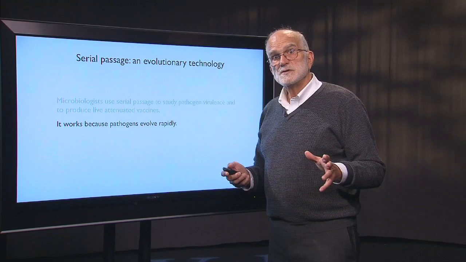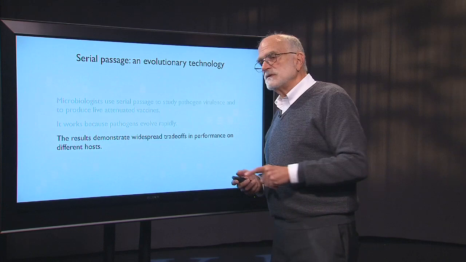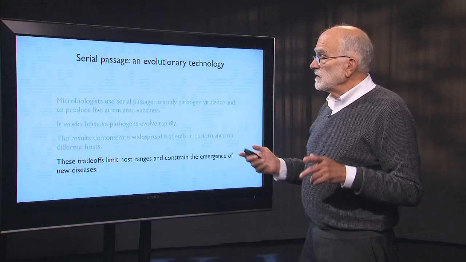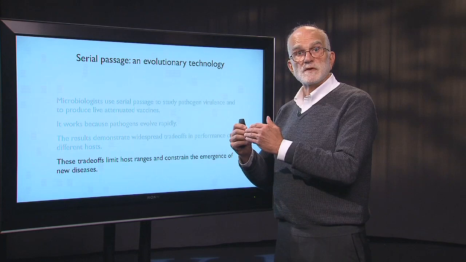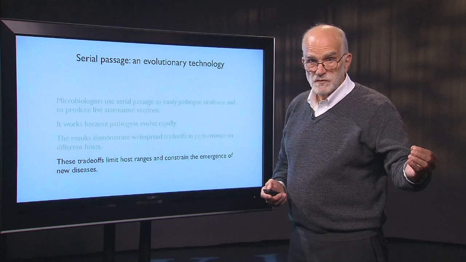The fact that it works demonstrates that there really are widespread trade-offs in performance on different hosts. Those trade-offs limit host ranges, that is, how many different kinds of things this pathogen can infect, and they also constrain the emergence of new diseases because they make it hard for a disease that's specialized, say, on an animal reservoir to jump into a human population.